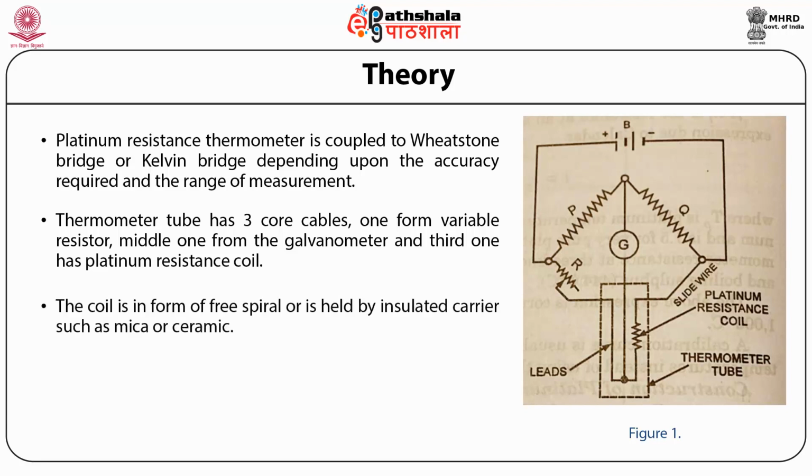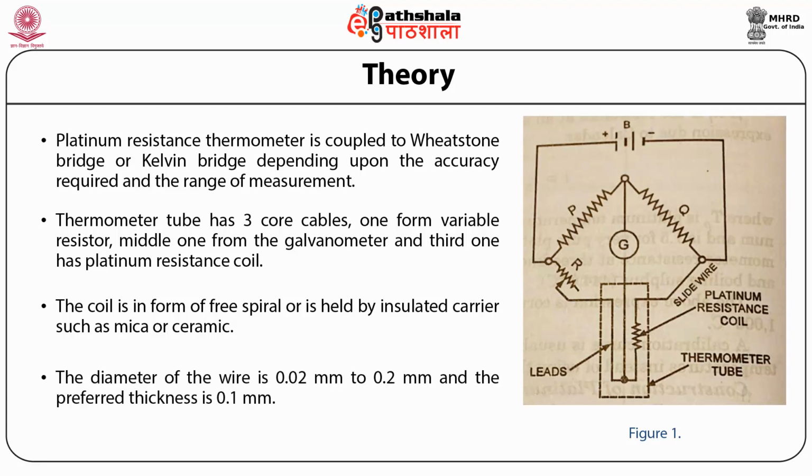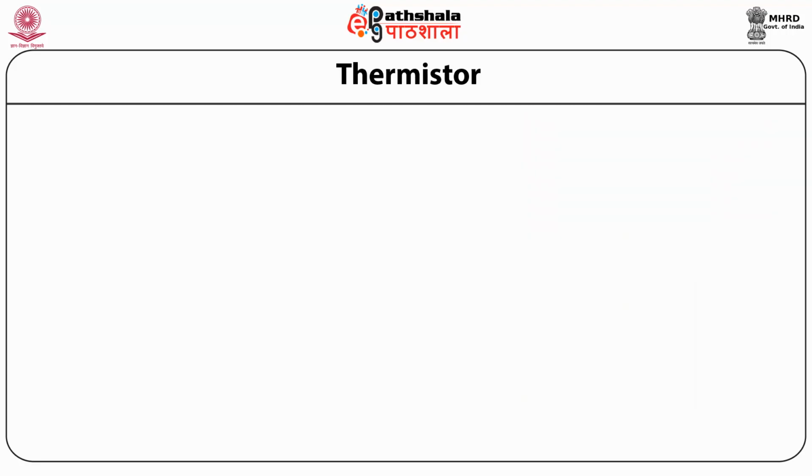The coil is in the form of a free spiral or is held by an insulated carrier such as mica or ceramic. The diameter of the wire is 0.02 millimeter to 0.2 millimeter and the preferred thickness is 0.1 millimeter.